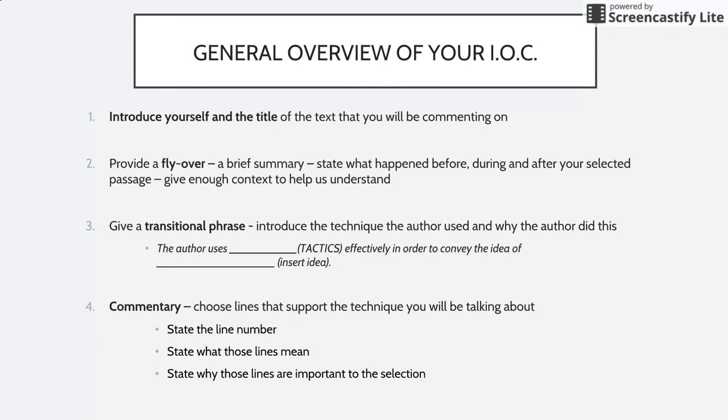To begin, we're going to give you a general overview of your IOC. The very first thing you want to do is introduce yourself and the title of the text that you'll be commenting on. Then you're going to transition over into what we call the flyover.